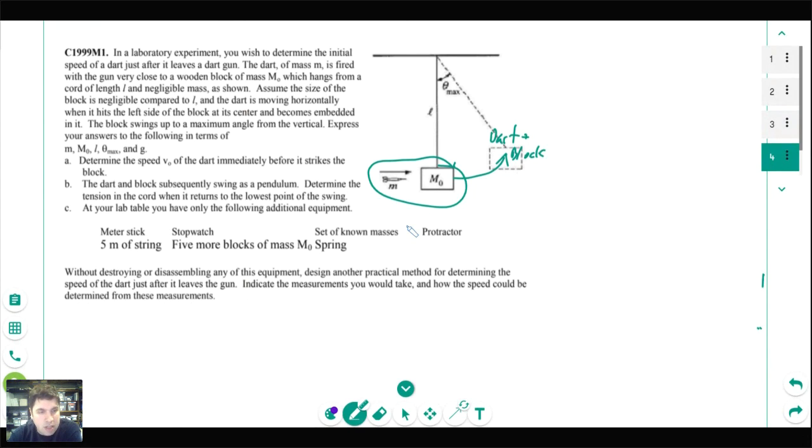Part A: determine the speed of the dart immediately before it strikes the block. Well, we know the dart and the block collide, so there's a collision here. This looks like momentum. And then it swings up higher. This looks like energy. So the game plan is to find the potential energy at the highest point, backtrack that into kinetic energy, and from kinetic energy get velocity. From velocity, we can do P before equals P after, and get the momentum of the dart beforehand. That sounds like a lot, but let's see how we do.